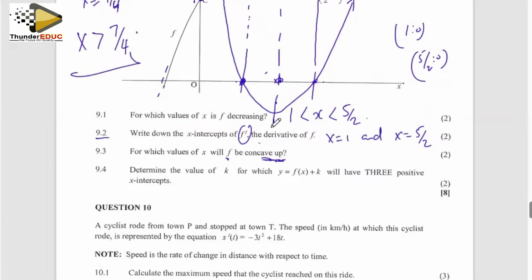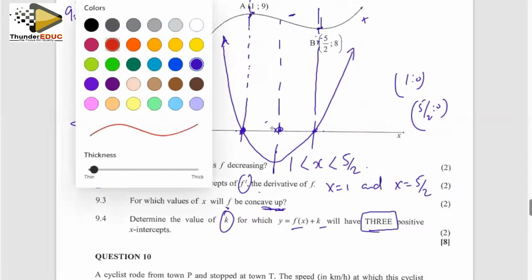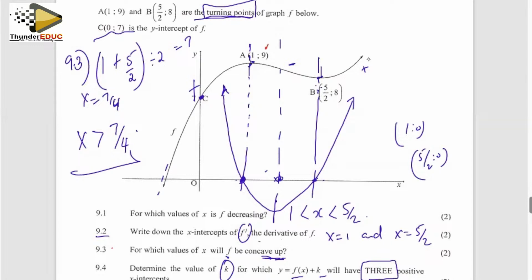The 9.4, for determine the values of k, or the value of k, for which y is equal to f of x plus k, will have 3 distinctive positive intercepts. Okay, so what we need to look at is the y values here of the turning points, because these are going to play a bigger role. Okay, so if we move this graph 9 units downwards, because this k is just a shift vertically, up or down. So if you move it 9 units, this point is going to be here. The turning point is just going to be there.